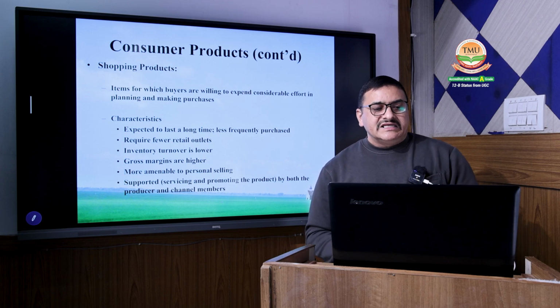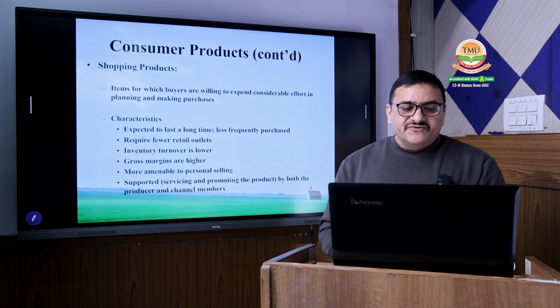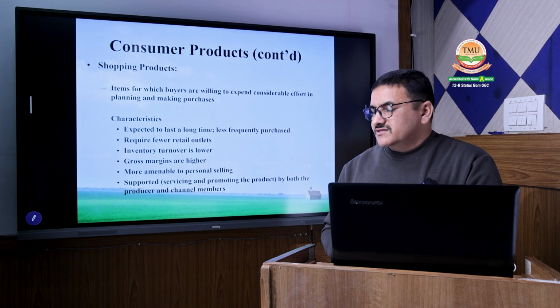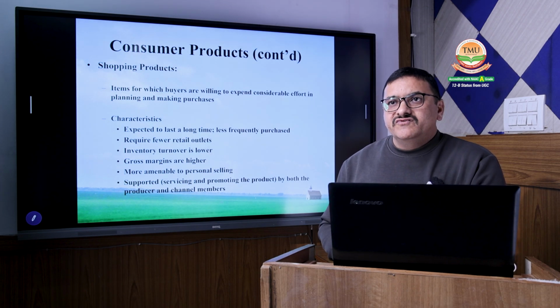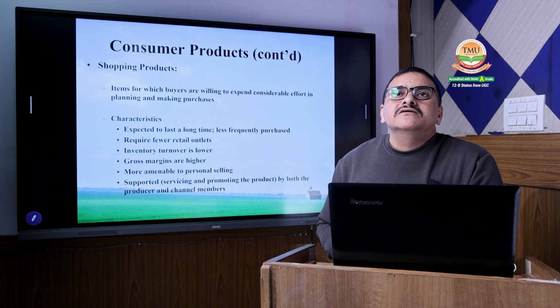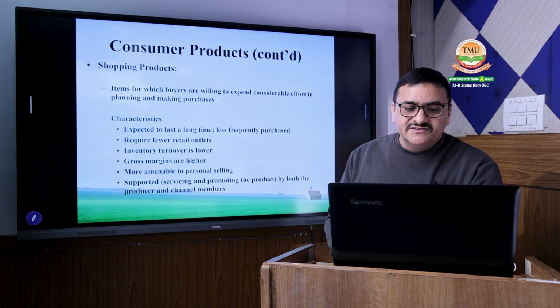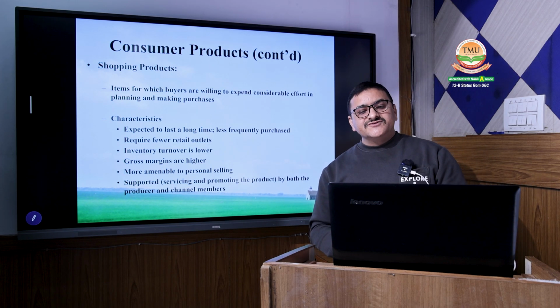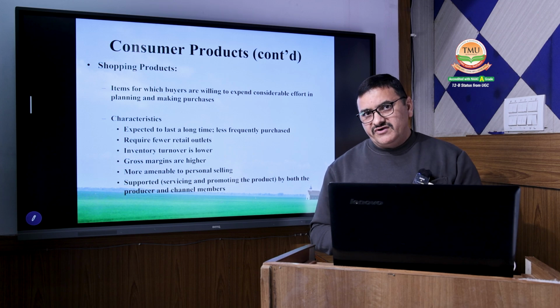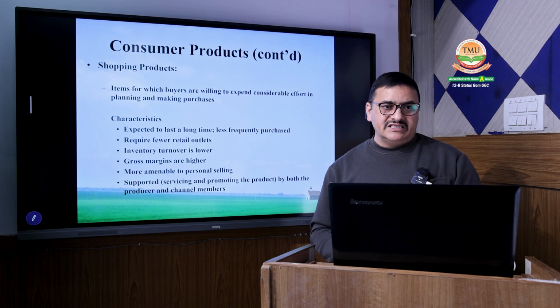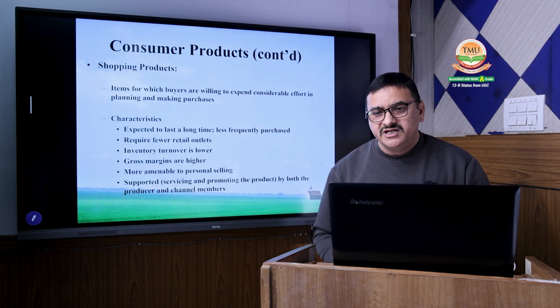Now, the shopping products have certain characteristics. For example, they are expected to last for a long time, which means it is a type of durable product, with an expected life of 3 to 5 years. Therefore, they are very less frequently purchased. So, if we are not purchasing them frequently, the decision to purchase such type of product should be taken care of.